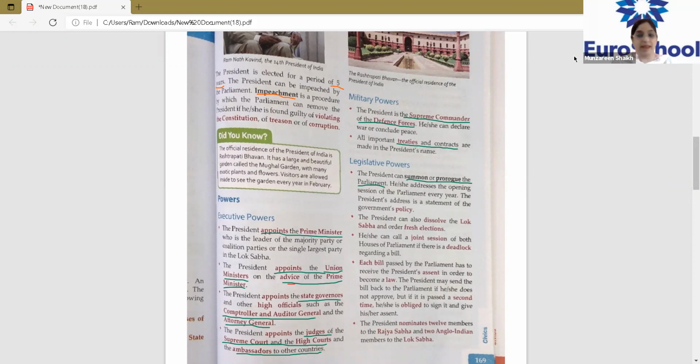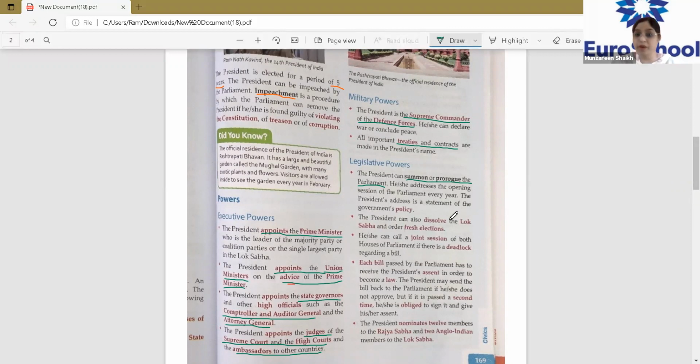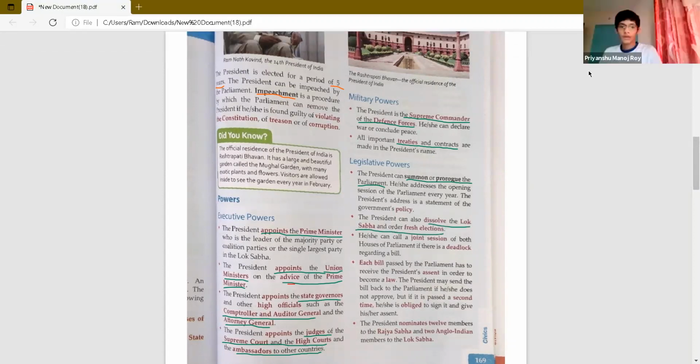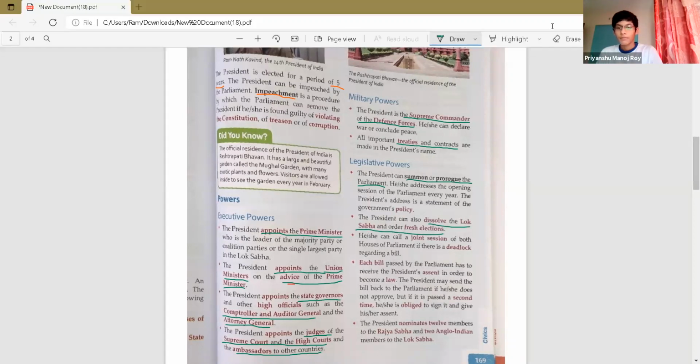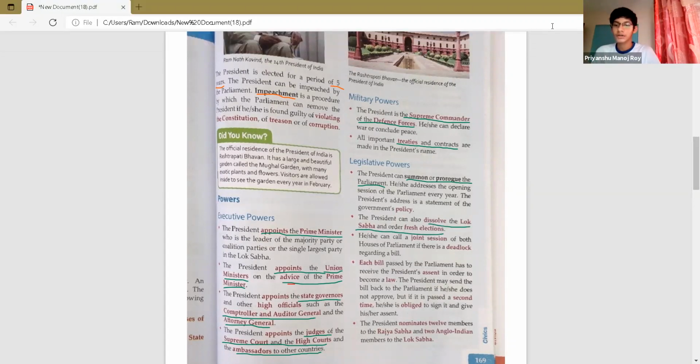The president can also dissolve the Lok Sabha and order fresh elections. This is so important. Is Lok Sabha election on a wider range, or Rajya Sabha election? Who will tell me this first? Lok Sabha. Why Lok Sabha? Ma'am, because it takes place over all the country. Correct. All throughout the country, all the states. Yes. So now he has the power to dissolve the Lok Sabha, and he can even order a fresh election.